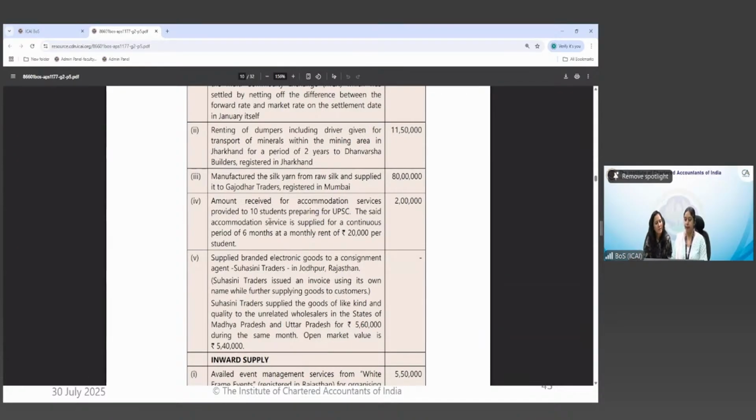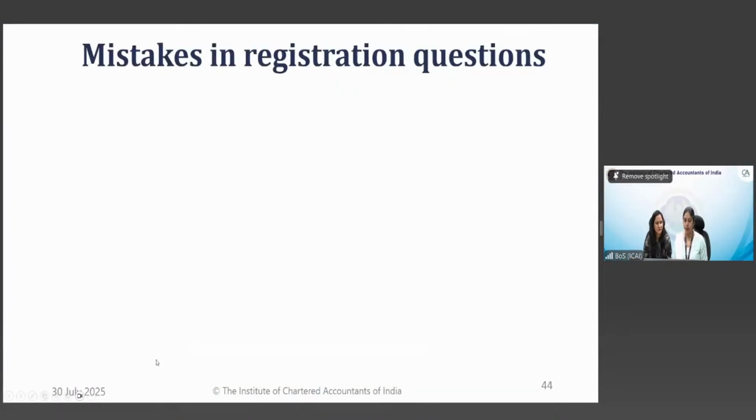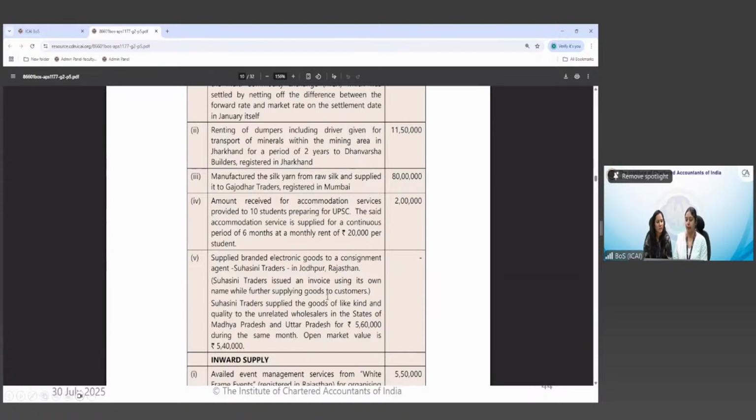Then, amount received for accommodation services provided to 10 students preparing for UPSC. Said accommodation service is supplied for a continuous period of 6 months at a monthly rent of rupees 20,000 per student. The amount given is 2 lakh rupees. This is an exemption based question and it is based on the amendment basically. It is exempt not because of the hostel.